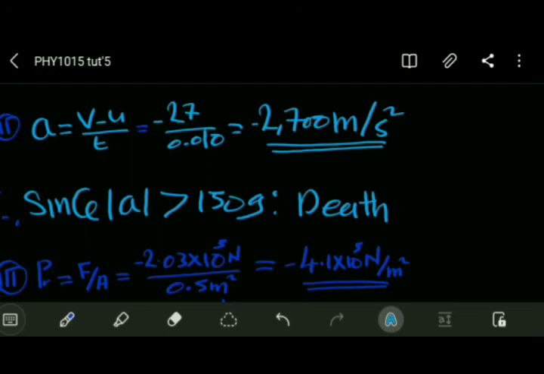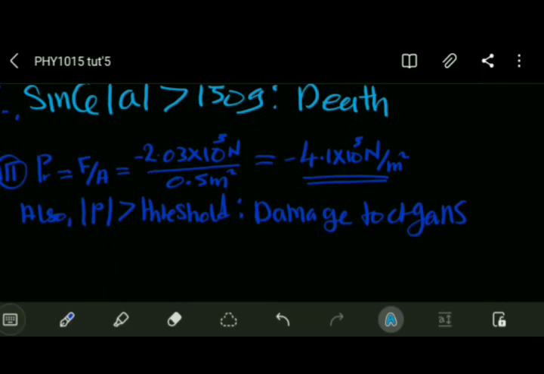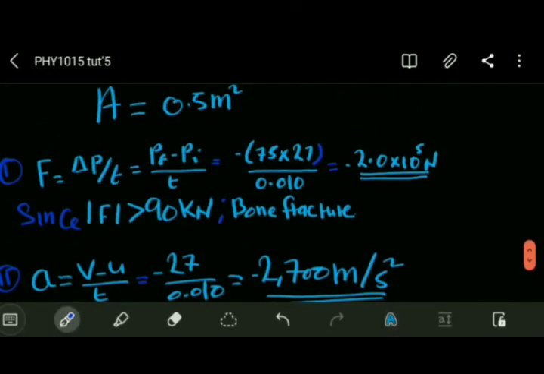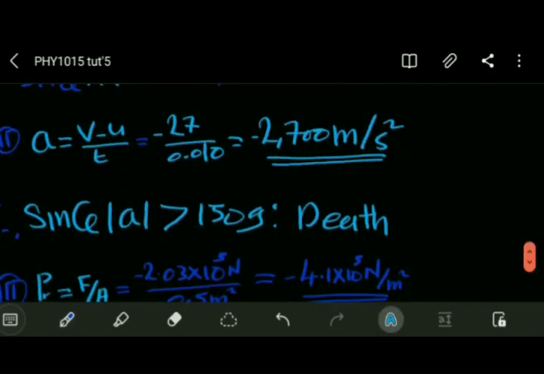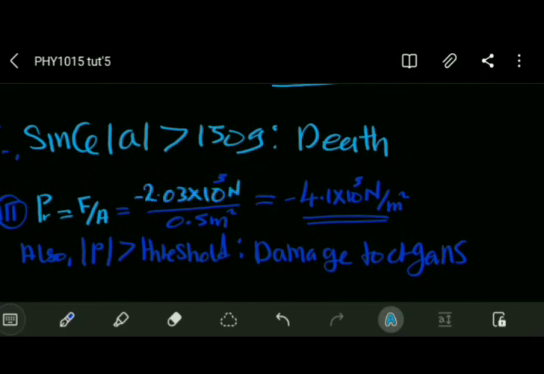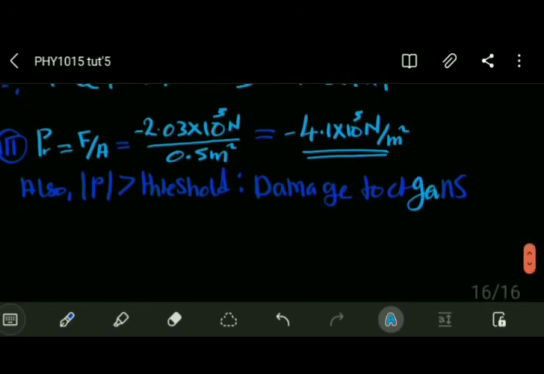Okay, then the third one is the pressure. Let's see how much pressure the passenger is going to be experiencing in this collision. Pressure is force over surface area, and the force was already found. So this force here is the one we're bringing down, so it's going to be the force over the surface area, which is 0.5 square meters, and we're getting a pressure of minus 4.1 times 10 to the power 5 newtons. Also here, if we compare with that 3 point something, we discover that this pressure is actually greater than the threshold. Therefore, we also have damage to the internal organs.